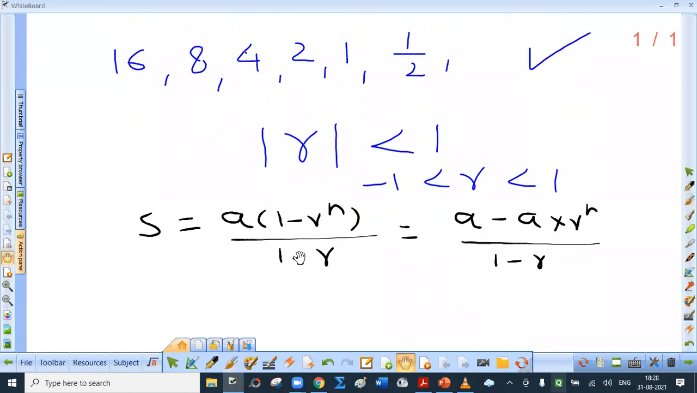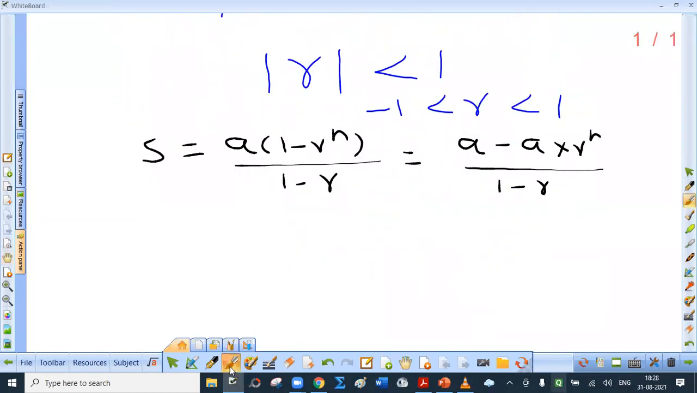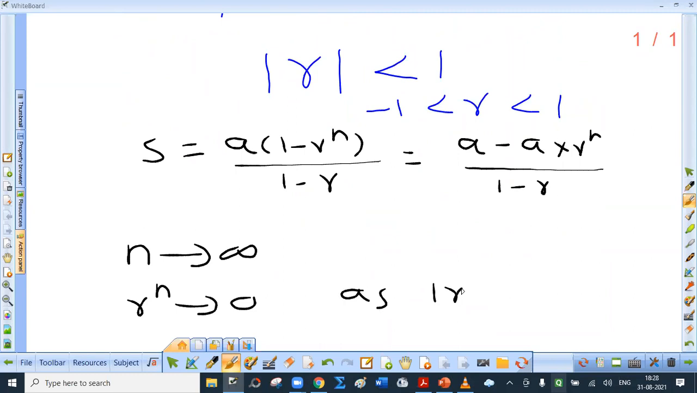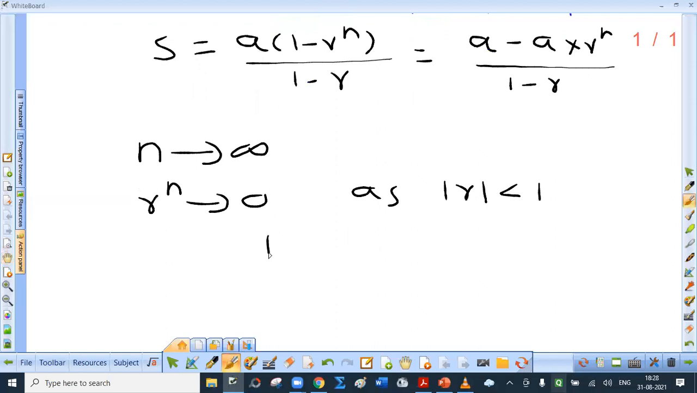See, we have already discussed the concept of limit. Suppose n approaches infinity. Note that infinity is not a real number. So when n approaches infinity, r raised to n will approach 0 as the modulus of r is less than 1. We will take one particular example. See, 1 upon 2, say this is r. Then 1 upon 2 square, 1 upon 2 cube. You will notice that 1 by 2 is small, 1 upon 2 square, 1 upon 4, is still smaller.